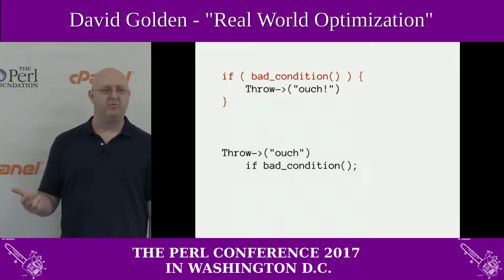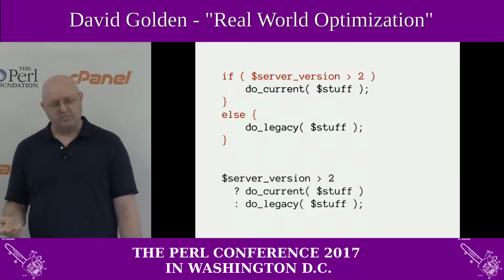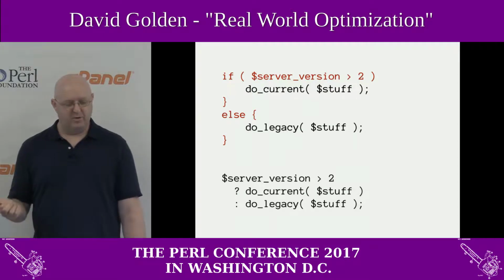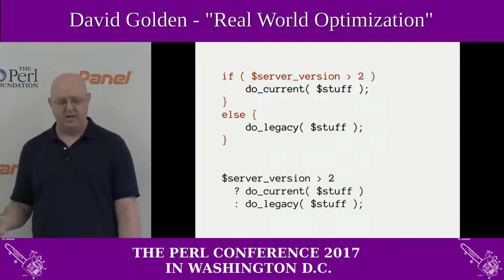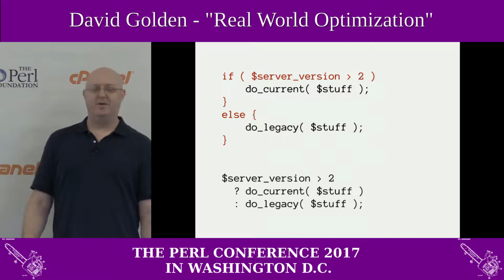So the answer to that is just use postfix if. Throw if condition. Gets rid of the scope, same effect in the code, but no more scope. And it turns out if you have enough of those in a hot loop, because you're doing lots of error checking, again, they add up. Similarly here, if else: if the server version is greater than 2, do something, otherwise do the legacy version of stuff. You just turn that into a ternary. Same effect in the code, no additional scope creation, no additional cleanup creation. So, what?